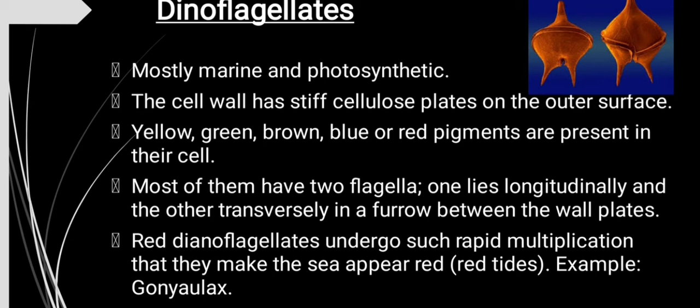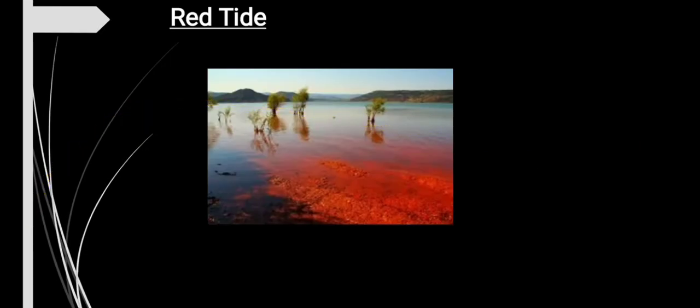And the red dinoflagellate, which has red pigment in it, an example is Gonyaulax. These Gonyaulax, or the red dinoflagellates, undergo rapid multiplication so that they make the sea appear red in color. This phenomenon is called red tides. We can see the picture of the Gonyaulax which bring about this phenomenon called red tide on the surface of the water body where they multiplied at a very rapid rate.